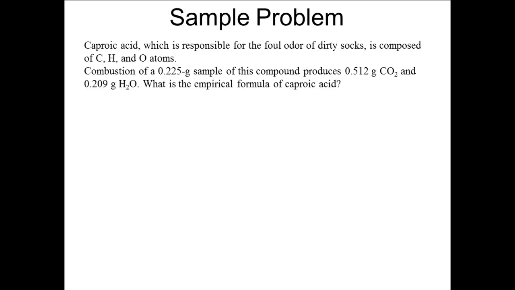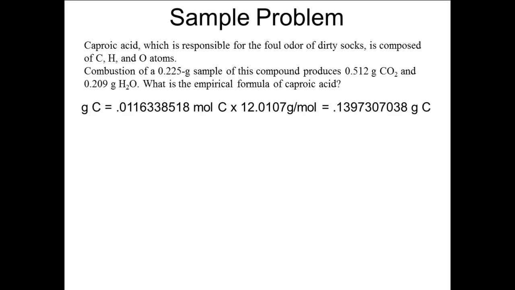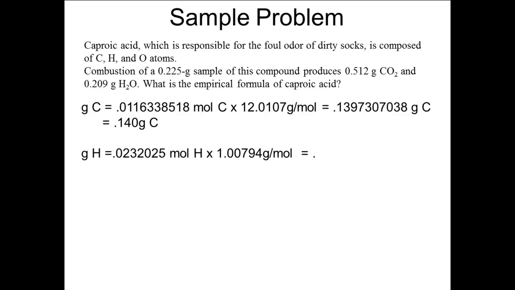Now determine the number of grams of carbon. Grams equals moles of carbon times molar mass of carbon, which gives us 0.140 grams of carbon when rounded to the correct number of sig figs. Find the number of grams of hydrogen. Grams equals moles of hydrogen times molar mass of hydrogen, which gives us 0.0234 grams of hydrogen, again, when rounded to the correct number of sig figs.